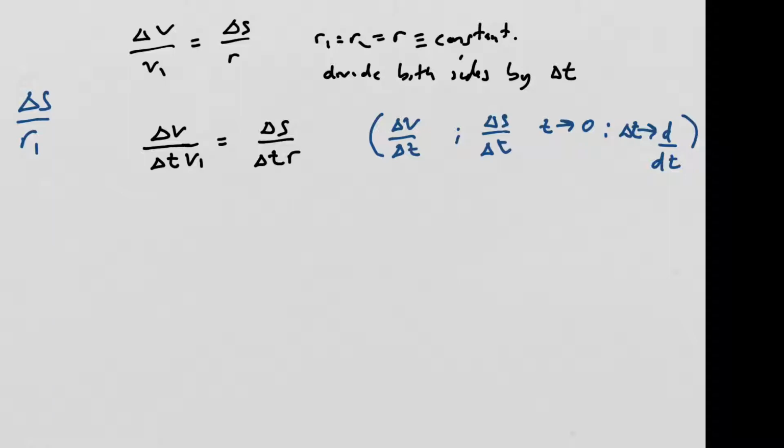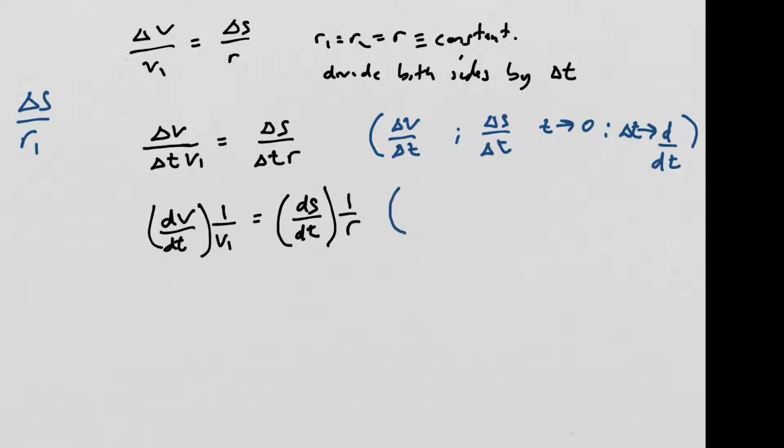This is now quite powerful because now we have the liberty to say that dv dt times 1 over v1 is equal to ds over dt 1 over r. Now, we just have to apply a little bit more physics here, and we realize that from our previous lecture in Chapter 9, we said that s was a linear distance. And so we can just call that what we did previously, which was x.